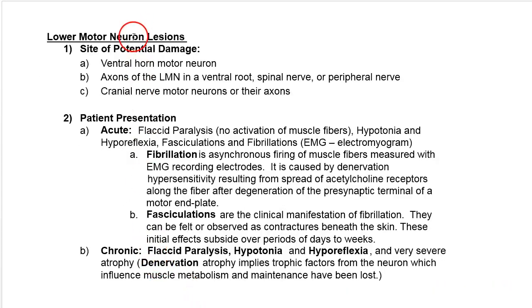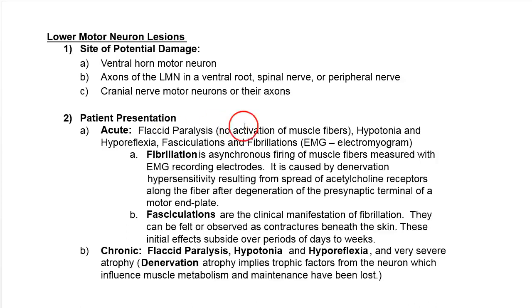The lower motor neuron lesion may be involving damage to the ventral horn motor neuron at the cell body, to the axons of that lower motor neuron, either in the ventral root, in the spinal nerve, or in the peripheral nerve. For cranial nerve motor neurons, or their axons, there may be similar damage up in the brainstem or in the cranial nerves. The patient presentation in this setting is acutely and chronically several similar features, but we'll start out with the acute feature, and that is there'll be flaccid paralysis.